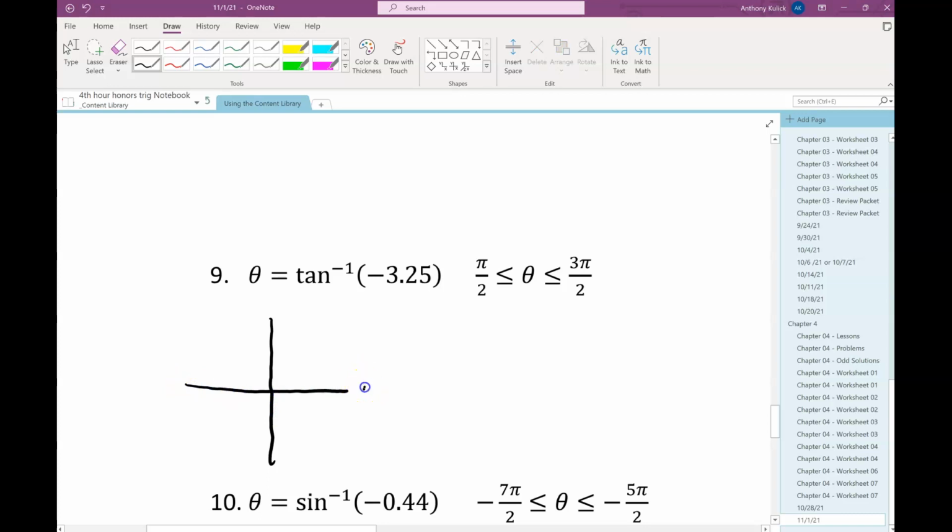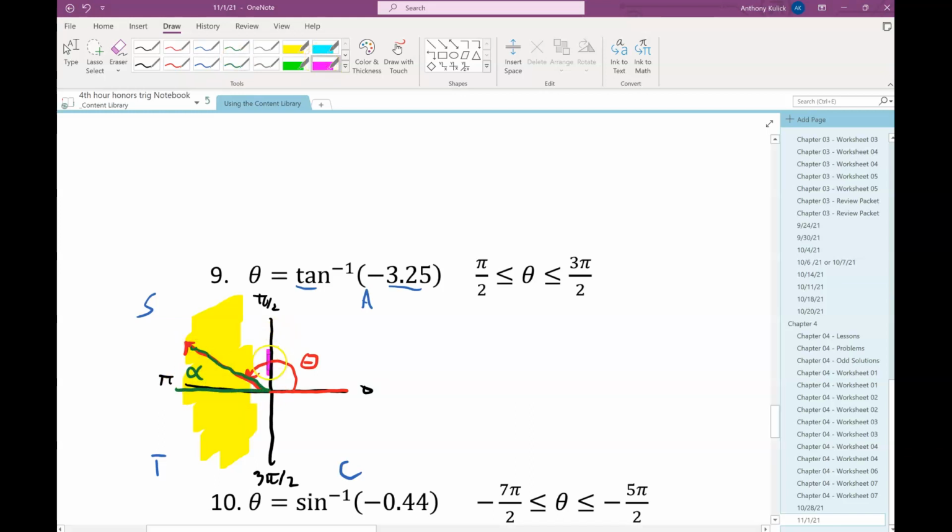So I'll draw my picture, 0, pi over 2, pi, 3 pi over 2. So we're looking at quadrants 2 and 3. Using all silly turtles crawl, the quadrant where tangent is negative is quadrant 2. So far so good.